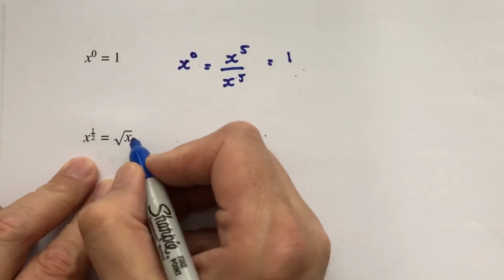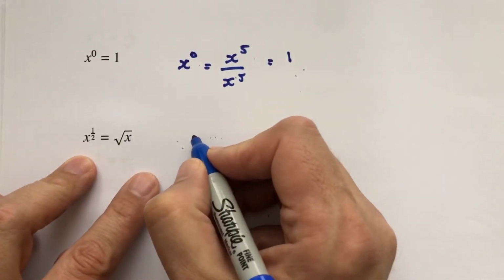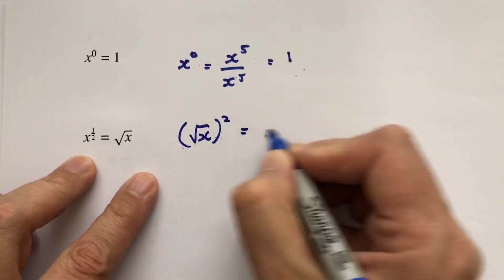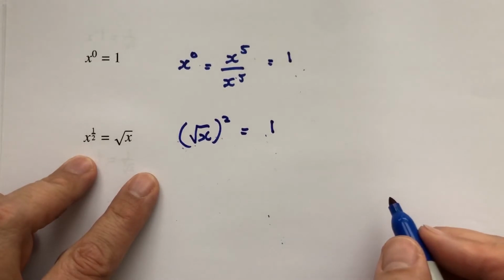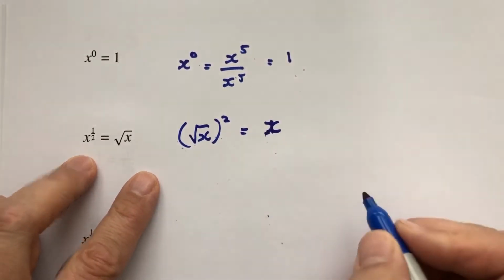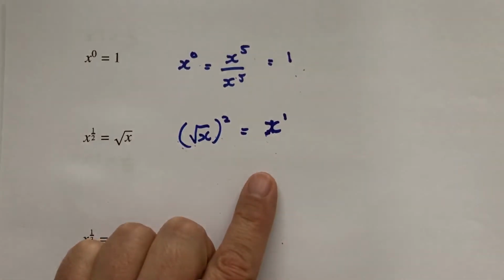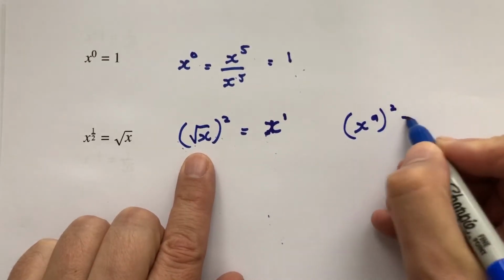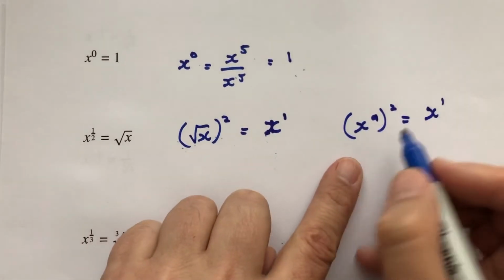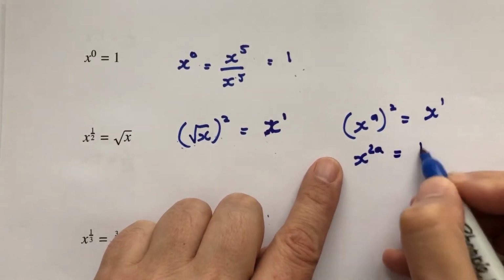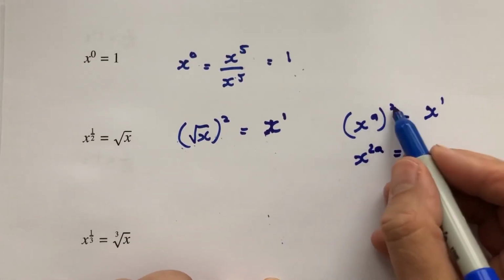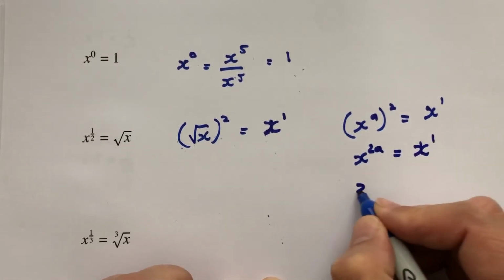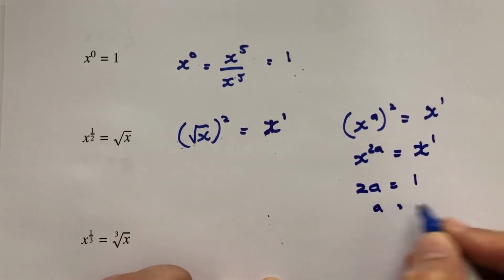x to the power of a half is the square root of x. So we know that the square root of x squared is, excuse me, is x. Apologise. Is x or x to the power of 1. So if we said x to the power of a, squared, is x to the power of 1, so this is x to the power of 2a is 1, because we know we can multiply those two exponents. So therefore we can say 2a is 1, so a is a half.